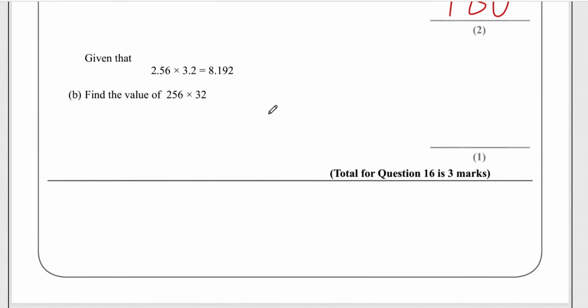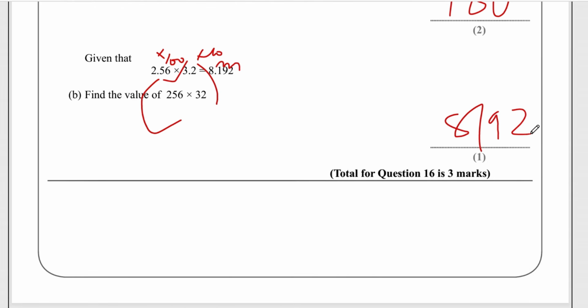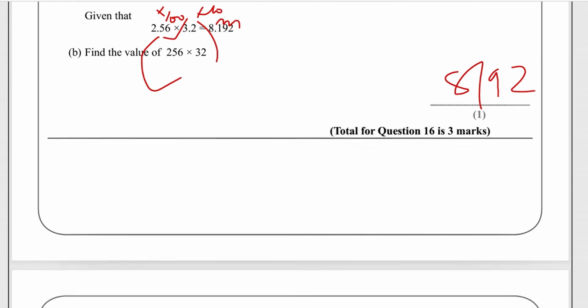Okay, so look at the second one. 2.56 times 3.2 is this. Work out the value of this. If you do times 100, for 2.56 to become 256, you times 100, right? For 3.2 to become 32, you times 10. So in all, you times 1000 by moving 3 places to the right. So when you move 3 places to the right, it simply gives you 8192. Remember, you're not using a calculator, you have to use strategies.